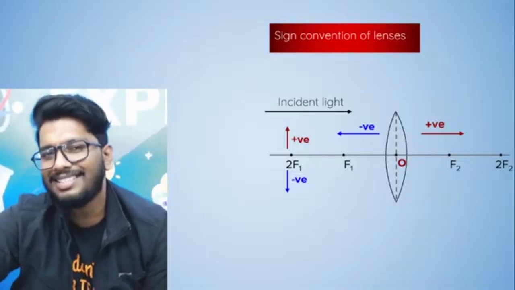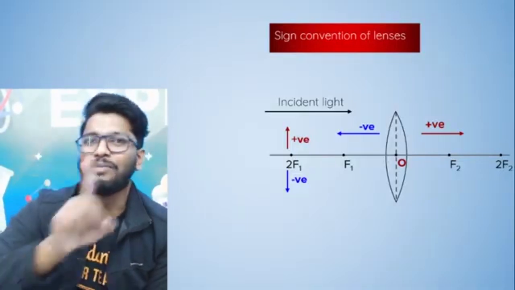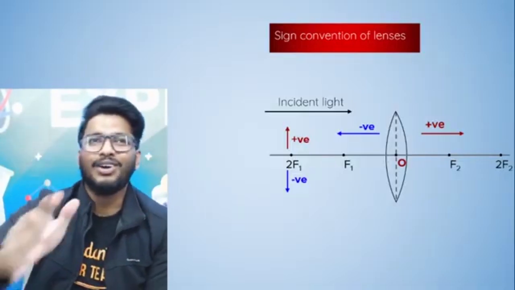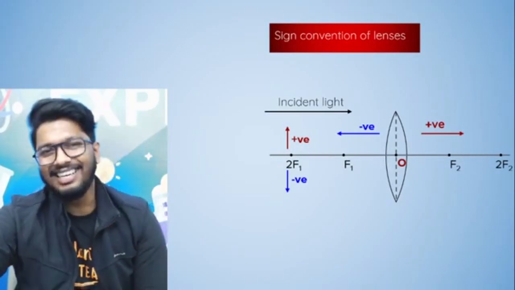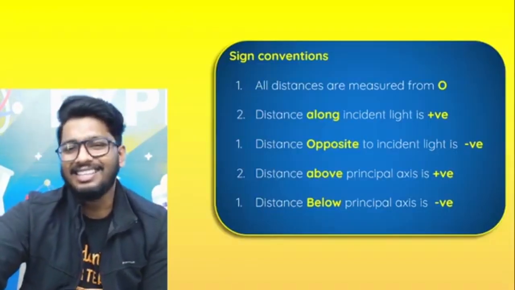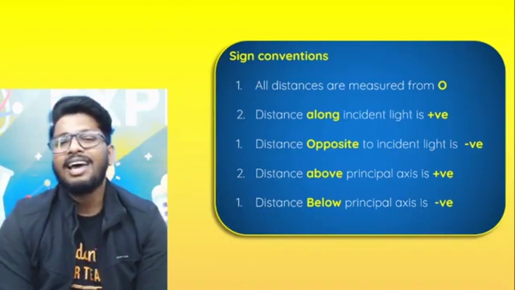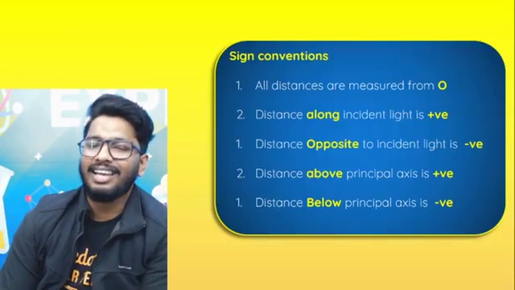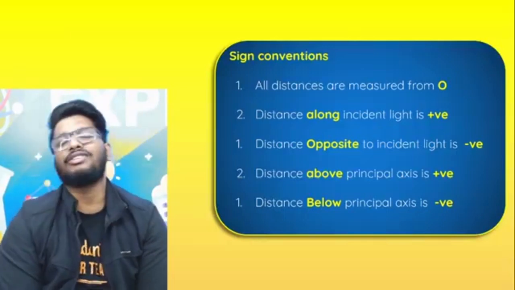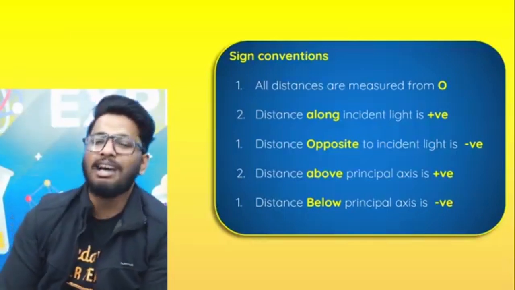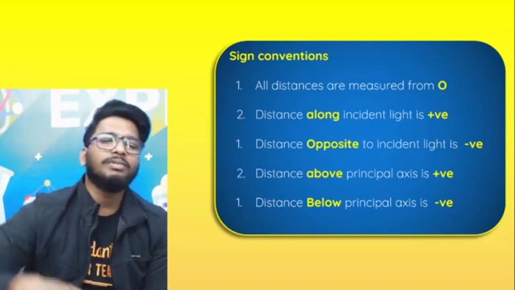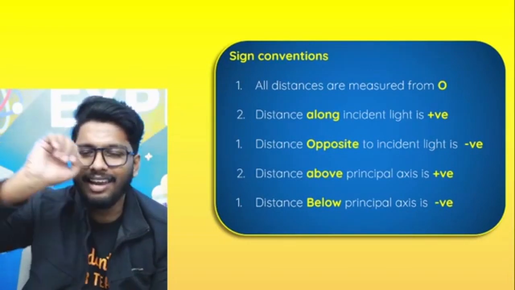Below the principal axis is negative, because the object is always kept on the left hand side, and that is why I'm talking in terms of incident rays, but it's still exactly the same. So all distances are measured from O, that is the optical center. The distance along the incident ray is taken as positive. Distance opposite to the incident ray is taken as negative. Distance above the principal axis is positive. Distance below the principal axis is negative.